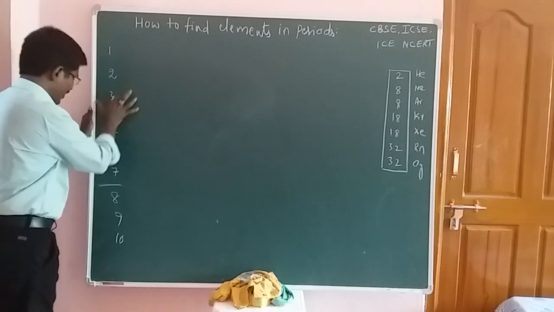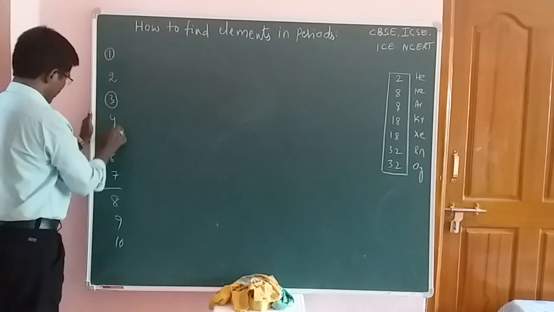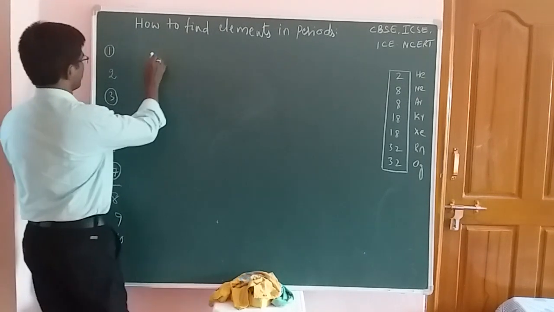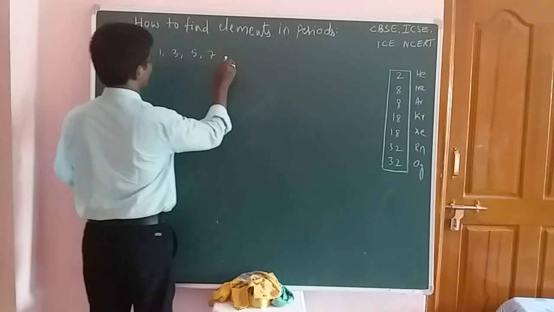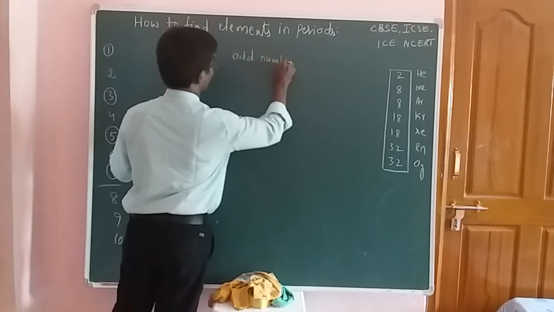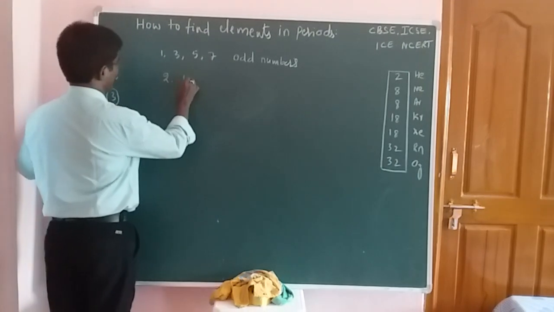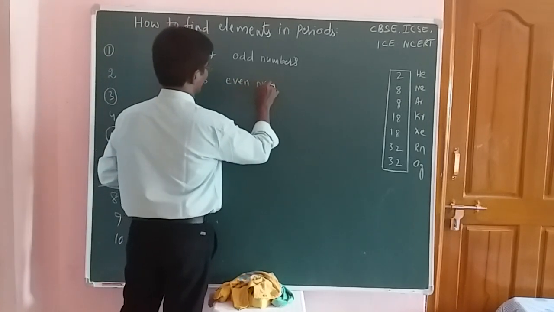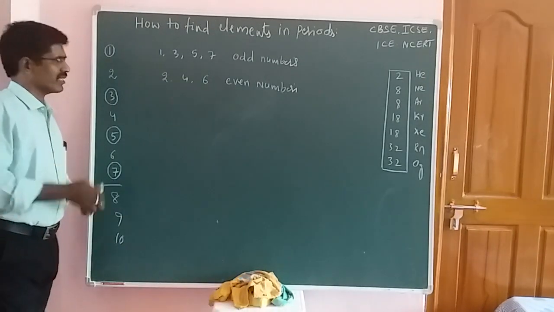So first you will divide the odd numbers and even numbers. Here 1 is an odd number, 3 is an odd number, 5 is an odd number, and 7 is an odd number. The first period, third period, fifth period, and seventh period contain odd numbers. It's clear, students. Next, the second period, fourth period, and sixth period are even numbers. Now we have to apply that principle.